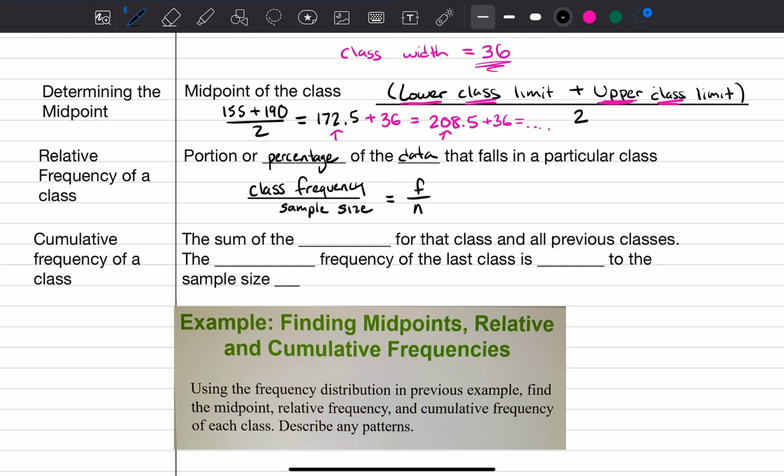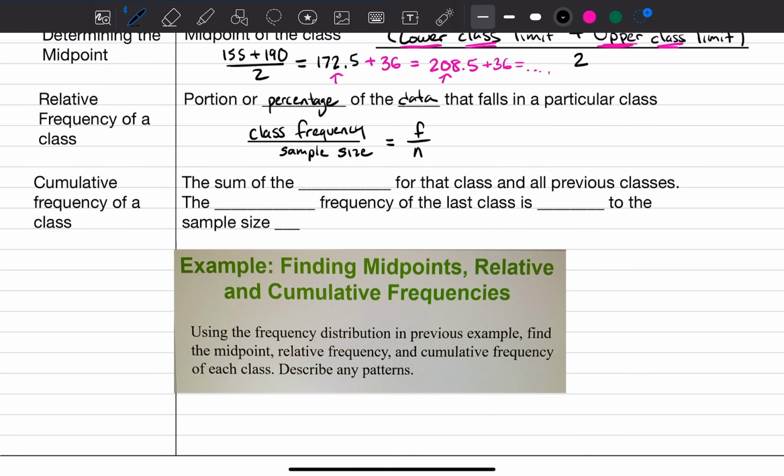Next, we're going to talk about cumulative frequency of a class. So this is the sum of the frequency for that class and all previous classes. The cumulative frequency of the last class is equal to the sample size. So the last class, the cumulative frequency of the last class is equal to the sample size. And remember, we use n to talk about sample size, so I'll write n in here as well.